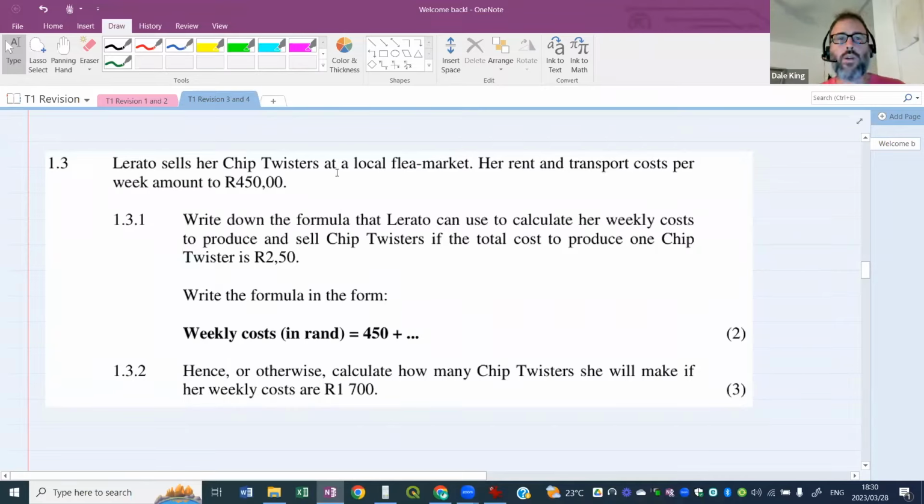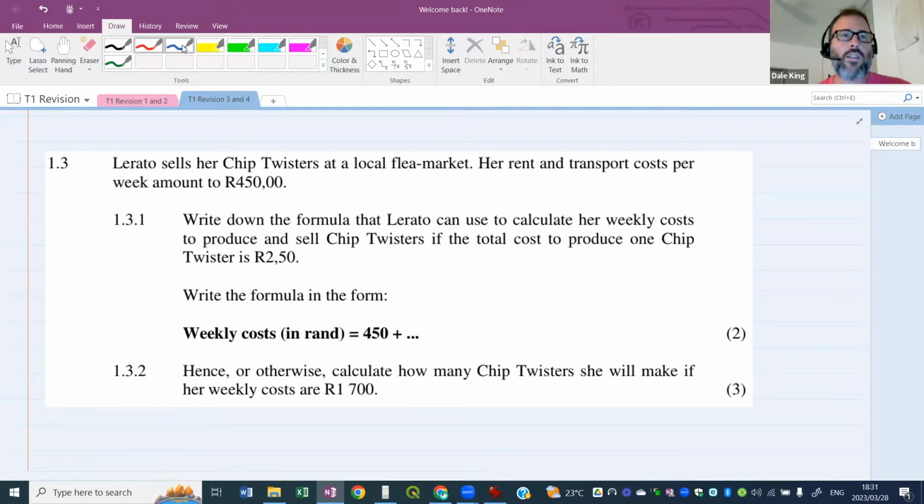So let's have a look at 13.1. Write down the formula that Lorato can use to calculate her weekly costs to produce and sell chip twisters, if the total cost to produce one chip twister is 2 Rand 50. Write the formula in the form: weekly costs equals 450 Rand plus something. So we're creating a formula here, just like we did in the previous example, to work out her weekly costs. It's 450 Rand plus something.